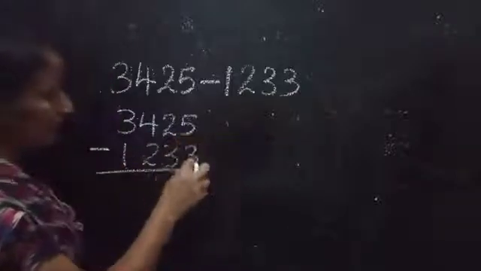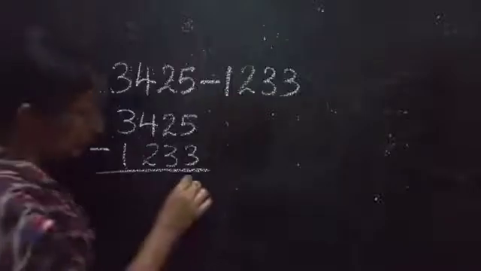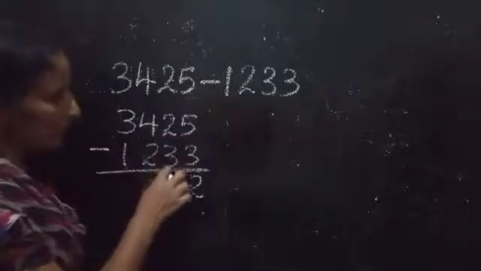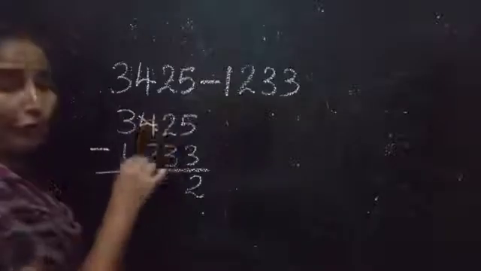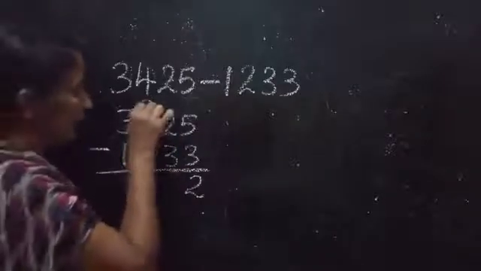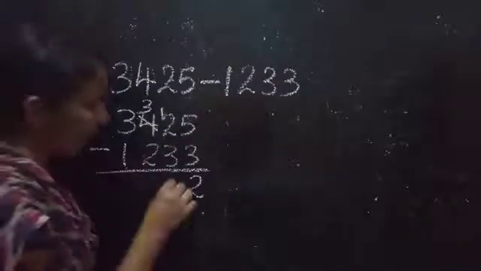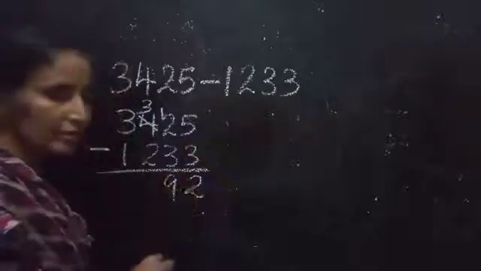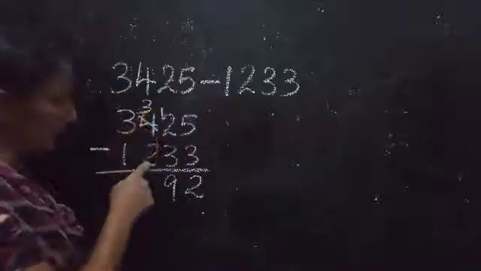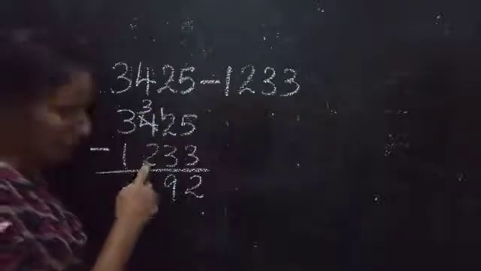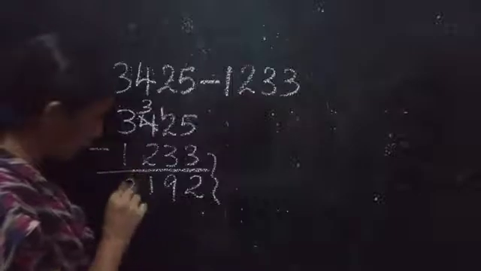5 minus 3, 2. 2 minus 3, we cannot do. Borrow from the 400s. Make it as 3. 12 minus 3, 9. Okay, very good. Here we have 3 minus 2. What is the answer of 3 minus 2? 1. 3 minus 1, 2.